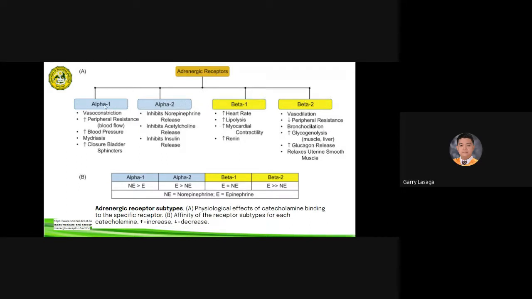The same is true for the alpha 1 receptor. When an alpha 1 agonist binds to the blood vessels, particularly the arterioles, it will induce vasoconstriction. When our alpha 1 agonist binds to the alpha 1 receptor in the pupil, it will induce the dilation of the pupil. When it binds to the alpha 1 receptor located on the urinary bladder, it will induce the closure of the bladder sphincter.